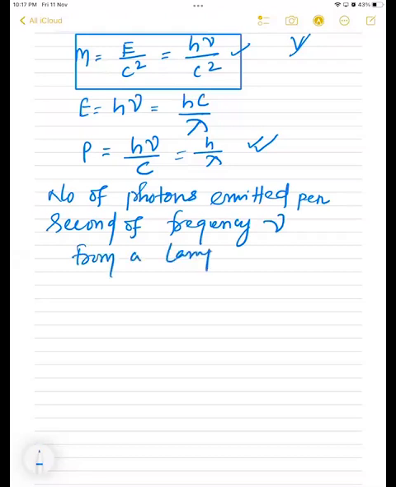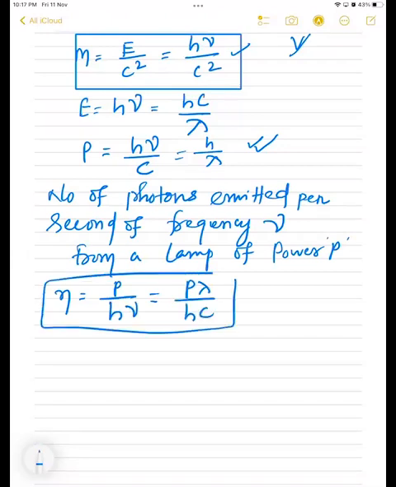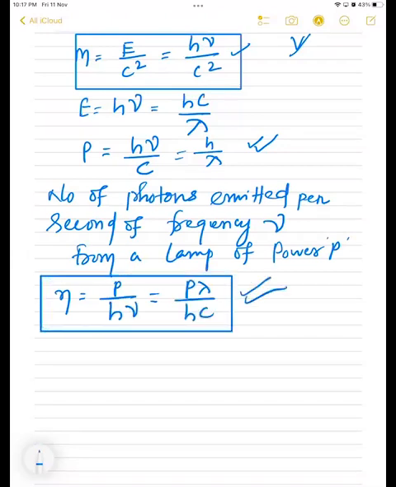then N, the number of photons, is P by h nu, that is P lambda by hc, correct? You can do it also, okay? And another important relation in this chapter is de Broglie waves of matter, and the Davisson and Germer experiment, okay? Let's go to that once.